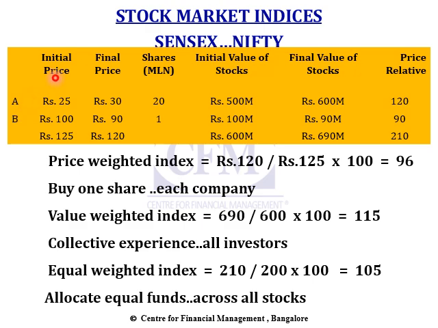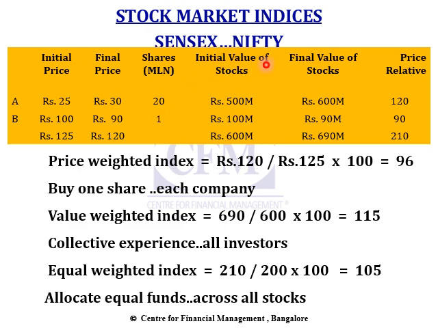The initial price or the base year price of A is rupees 25 per share. The initial price or base year price of B is rupees 100 per share. The final price or the current price of stock A is rupees 30 per share. The final price of stock B is rupees 90 per share. The number of outstanding shares of A is 20 million. The number of outstanding shares of B is 1 million.